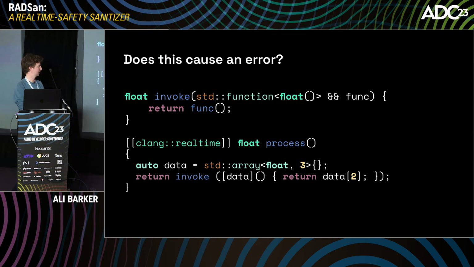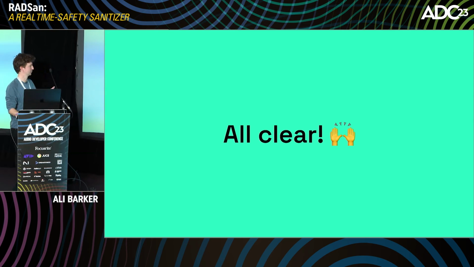Here is another example. Here we basically have a lambda that's being invoked via a std function. That lambda is capturing an array of 3 floats. Does this cause an error? Who thinks this will cause an error with RADSan? Okay. And who thinks this won't cause an error? Slightly more for won't. And yeah, we're all good on this one, in this situation on my machine, just to be specific.